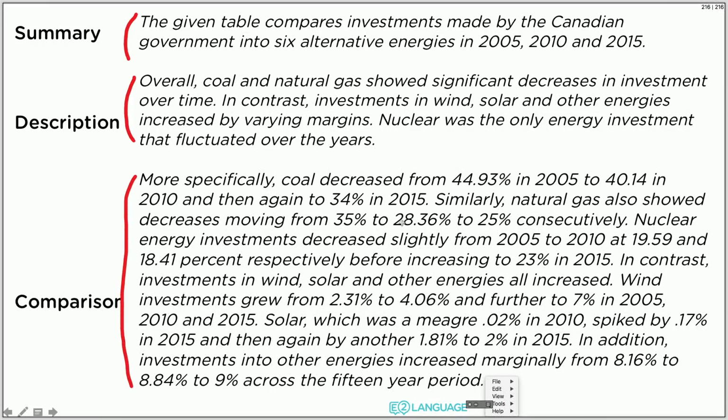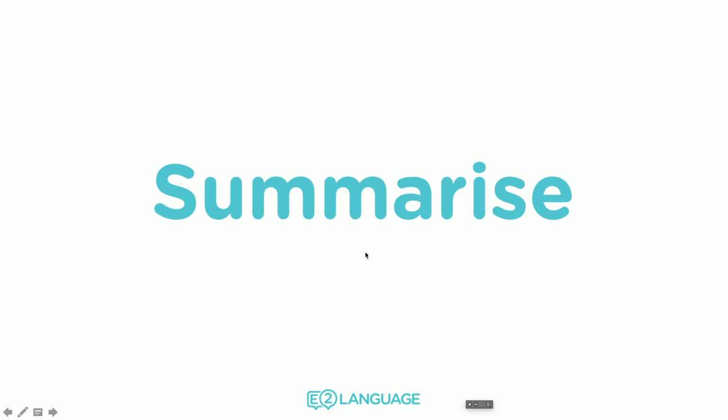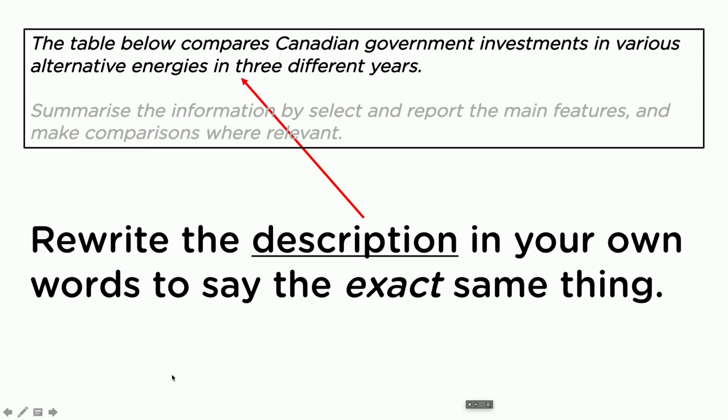This is where it starts to get complex. I'm going to take you through all 3 of these parts. First of all, let's talk about how to summarize. This is actually the easiest part. All you need to do is take that sentence from the box, that description, and you need to rewrite it in your own words to say the exact same thing. So you just rewrite that sentence in your own words to say the exact same thing.